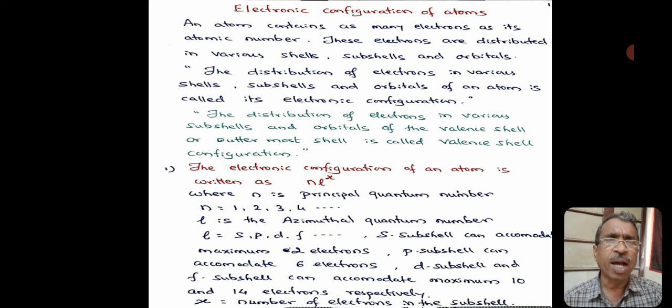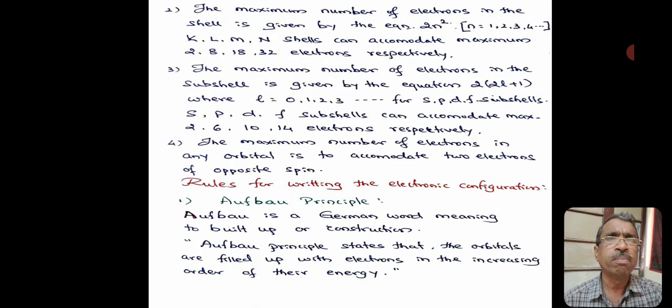l is the azimuthal quantum number. l refers to s, p, d and f subshells. x is the number of electrons in the subshell. The maximum number of electrons in a shell is given by the equation 2n². So by this we come to the conclusion that K, L, M and N shells can accommodate a maximum of 2, 8, 18, 32 electrons respectively.